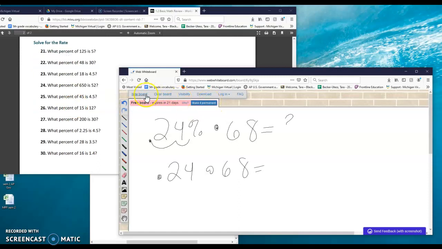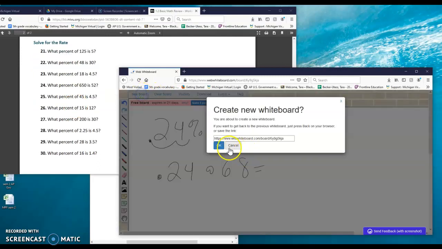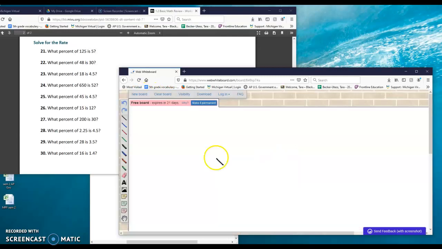Finally, there's a last one. So now we're missing this first part. But again, it's still going to be set up the same. So remember, "of" means to multiply, "is" means equals. So what percent, so that's the part we don't know, some percent of, so there's my multiplication, 125 is 5.